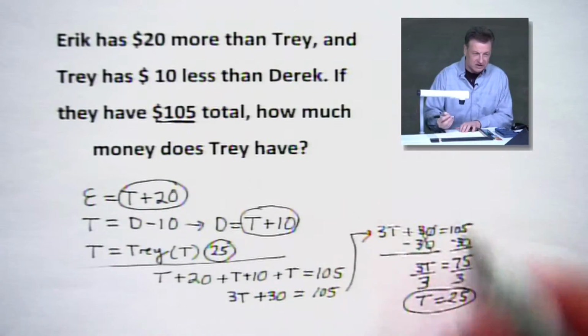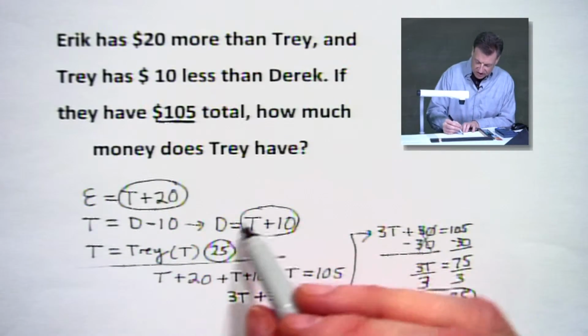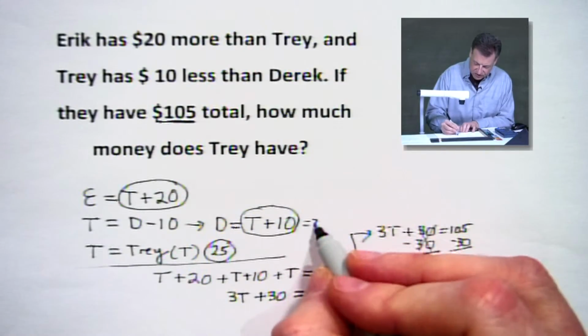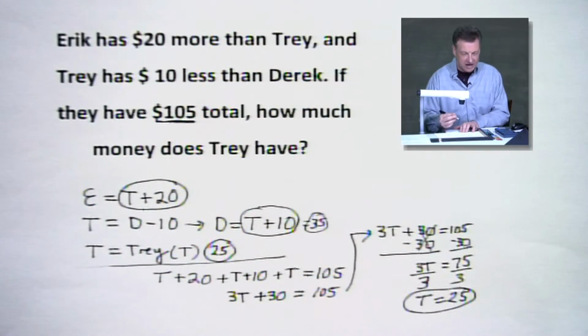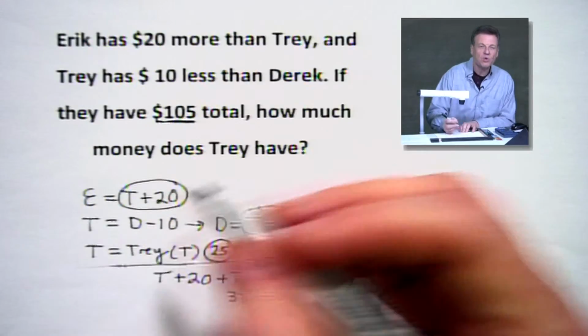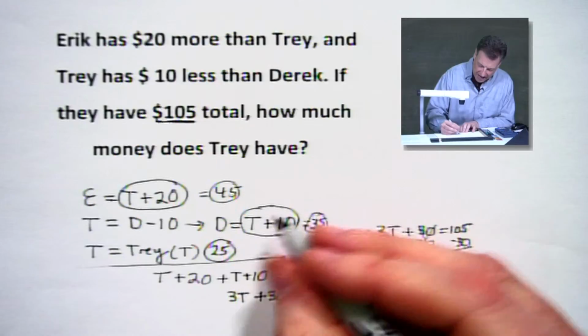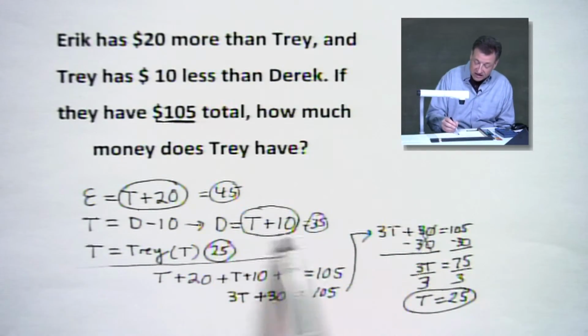I think he's going to have the least money of them all, though, folks, because look, everybody else gets an increase. So Derek is going to get 25 plus 10, which is going to give us 35 for Derek. And then Mr. Eric up here with the K on the end of his name, he is going to have 25 plus 20, which gives us 45. Do they add up to 105? Yes, they do.